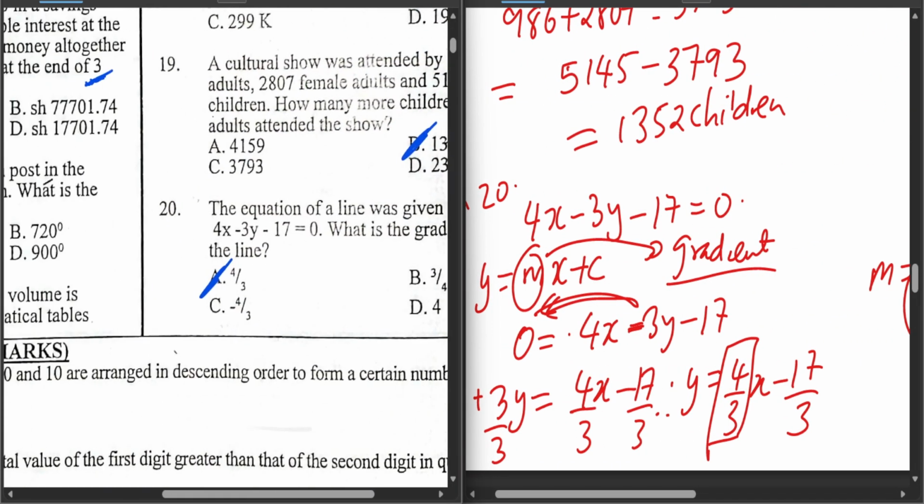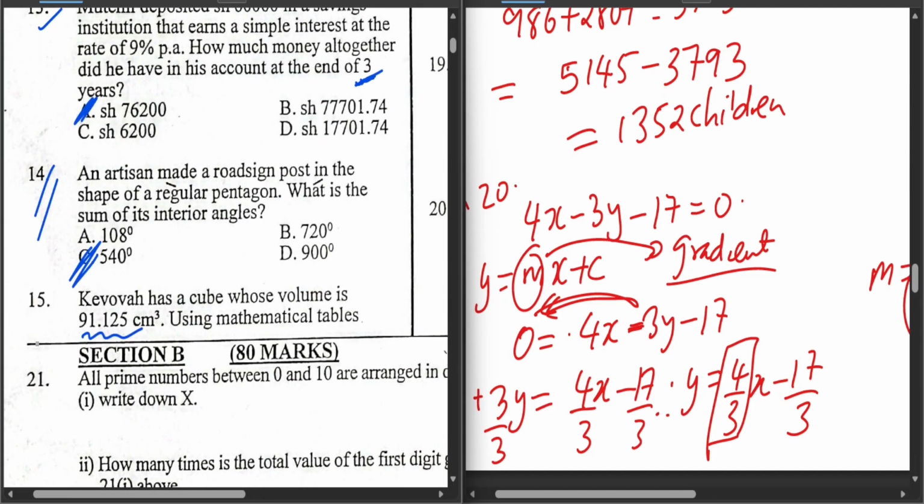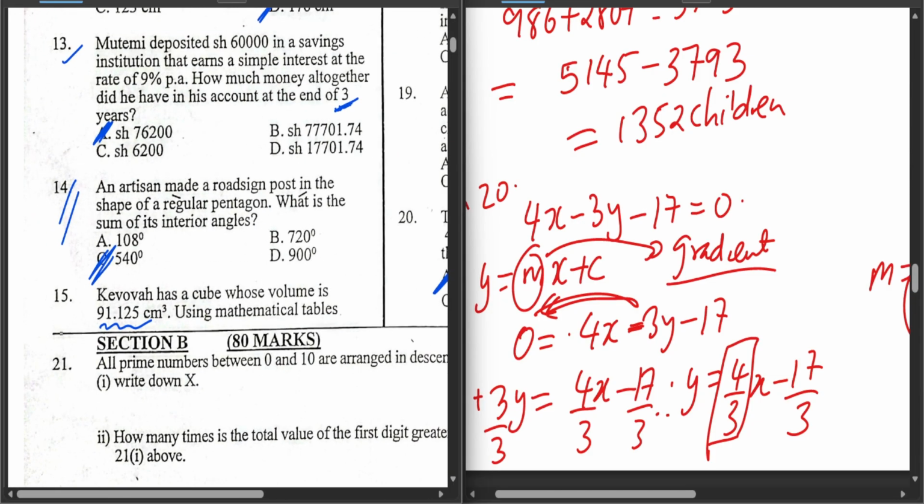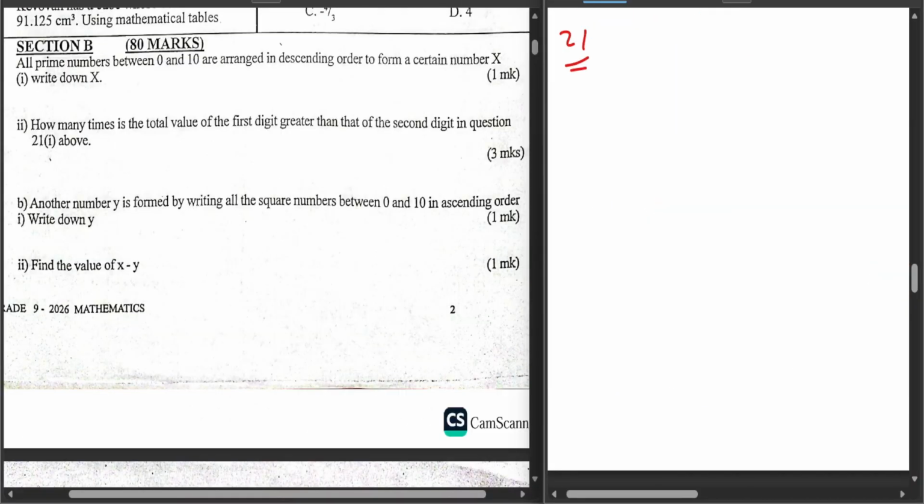So we're in section B, and I think I need also to kind of rest a little bit. Okay, let's continue with section B.